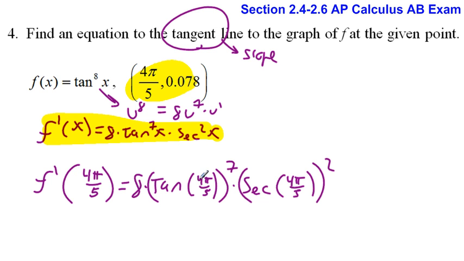Now, if you look on a unit circle, 4 pi over 5 is not one of our nice 30 degrees, 45 degrees, or 60 degrees. So we're just going to get an approximate decimal of this guy right here. If you do an approximate decimal, all this is going to give us negative 1.31. So our derivative, or in application, our slope at 4 pi over 5 is negative 1.31, which is also known as our m, right? So that's our slope.